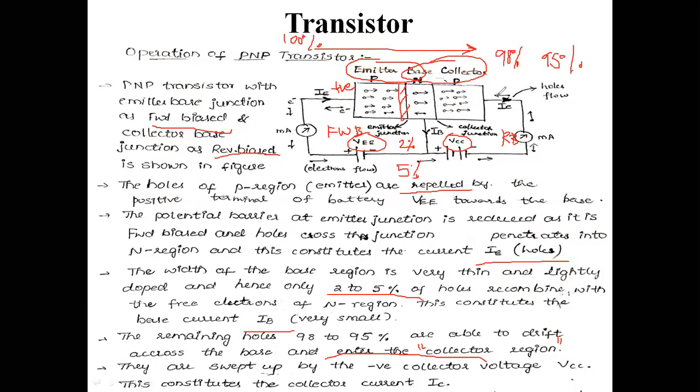If the transmitted current across the base is 5%, then the remaining collector current is 95%. Proper biasing of the transistor in a PNP type transistor means the emitter-base junction is forward biased as well as the collector-base junction is reverse biased.